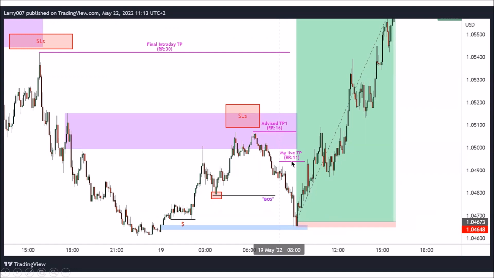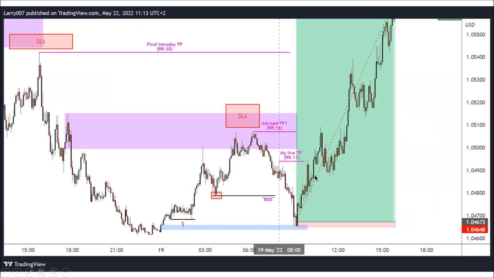I will be honest, I took my full TP right there, right above this high, because it was RR11. And for me, it's more than enough, trading FTMO with RR11. But I knew, at least deep inside, that we would get into here.